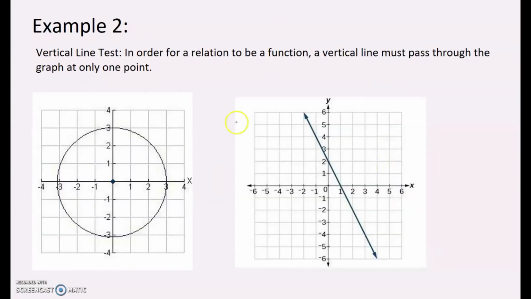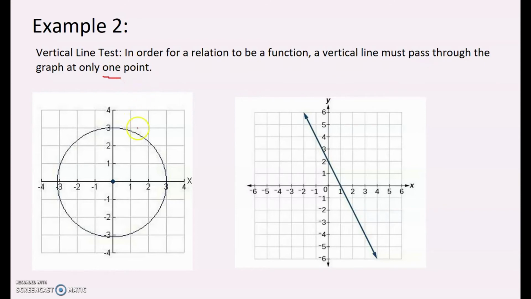Now that we've learned how to determine whether or not a relation is a function based off of the data provided in a chart or table, let's look at the vertical line test, which allows us to determine whether or not a relation is a function based off of its graph. The vertical line test states that in order for a relation to be a function, a vertical line must pass through the graph at one and only one point.